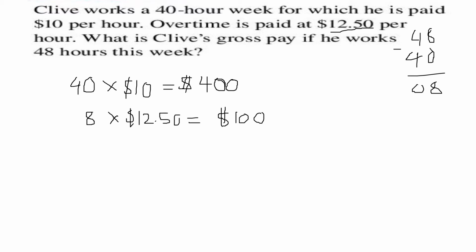And what is Clive's gross pay if he works 48 hours this week? Again, we didn't answer the question yet, we just did the math. His gross pay will obviously be his weekly pay plus his overtime pay. So he would earn a total of $500. Yes? $500. So we could say his gross, and again remember we have to always work it out.